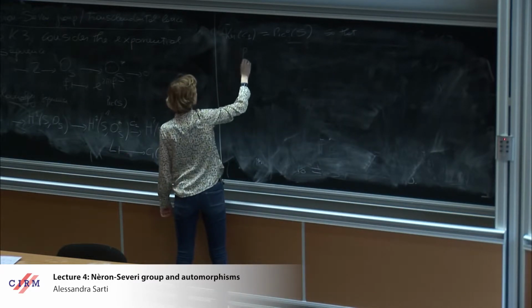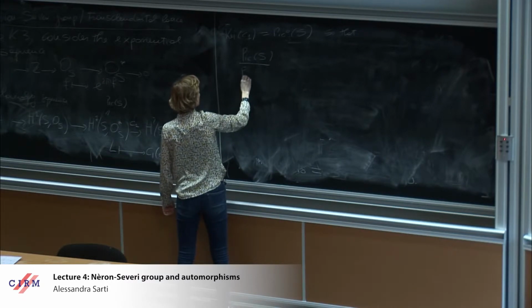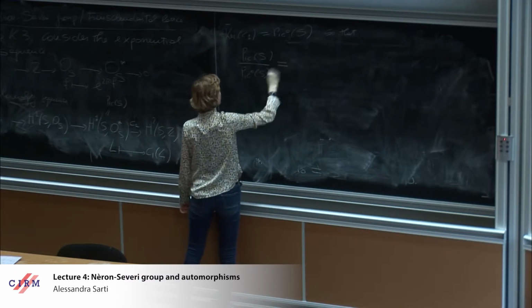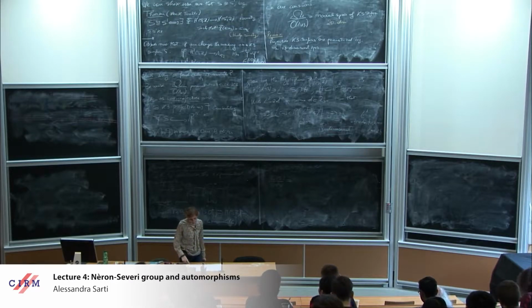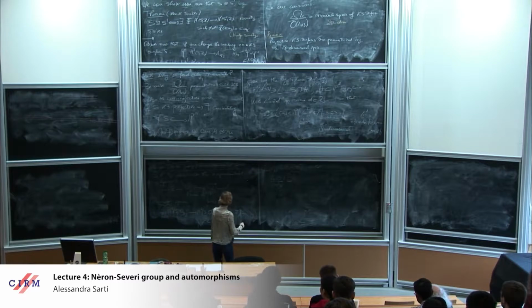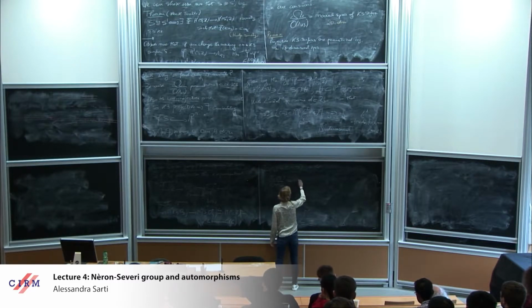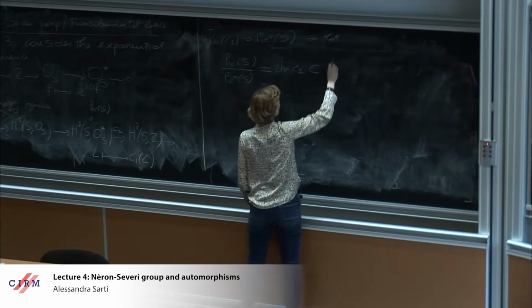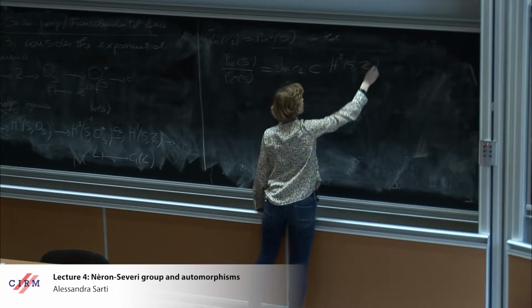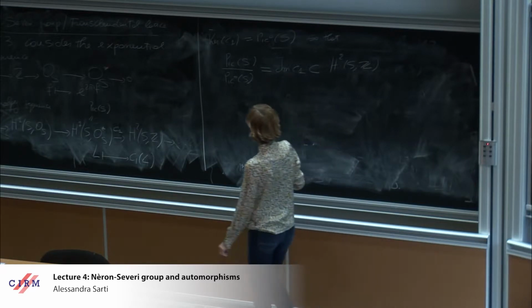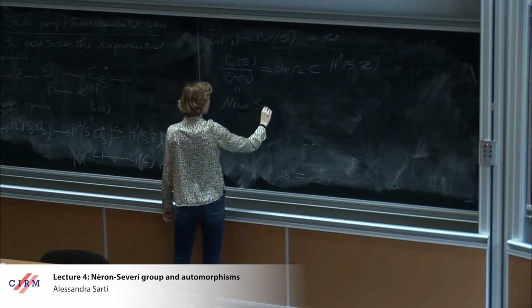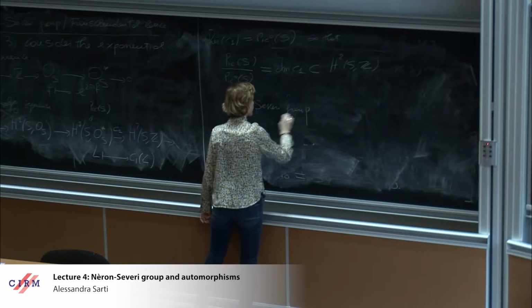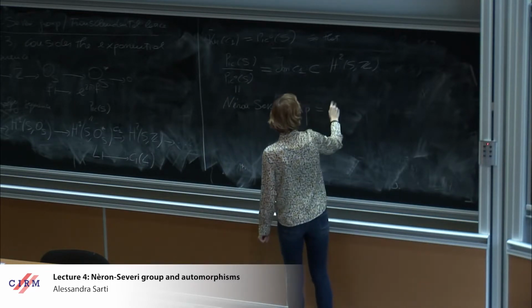Peak S modulo peak 0S can be identified with the image of c1, or delta. Well, yes, I call it c1, which is in H2(S,Z). Okay, and this is what is called the Néron-Severi group, which is often denoted NS(S).